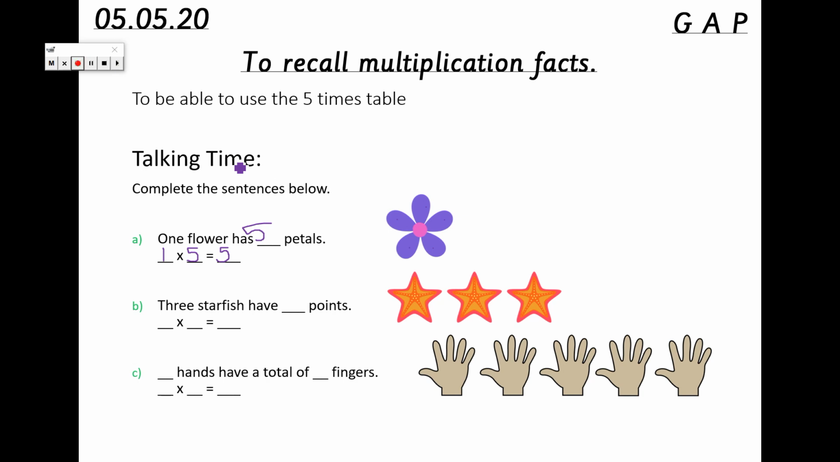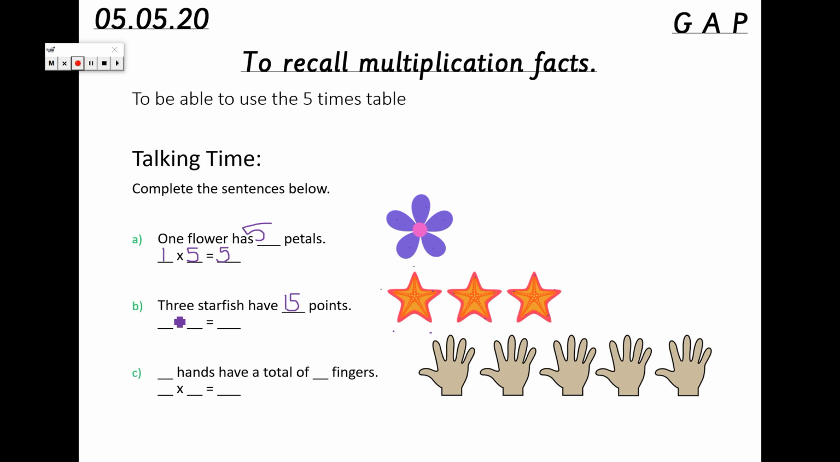So we've got 3 starfish this time. We need to see how many points the starfish have got. So 3 starfish have got 1, 2, 3, 4, 5, 6, 7, 8, 9, 10, 11, 12, 13, 14, 15. So the 3 starfish have got 15 points between them.